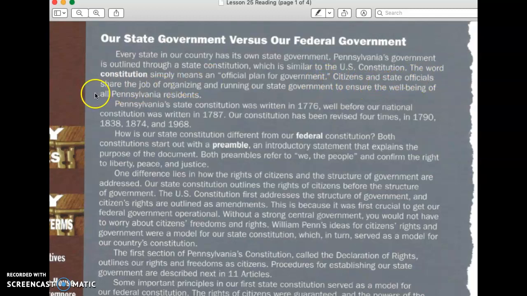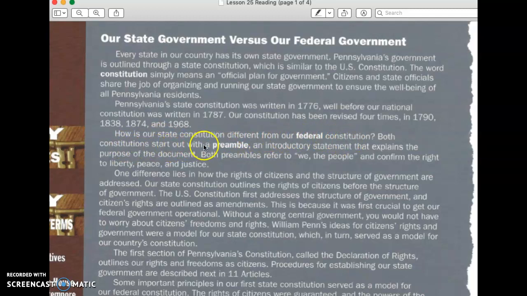Citizens and state officials share the job of organizing and running our state government to ensure the well-being of all Pennsylvania residents. Pennsylvania's state constitution was written in 1776, well before our national constitution was written in 1787. Our constitution has been revised 4 times, in 1790, 1838, 1874, and 1968. How is our constitution different from our federal constitution?